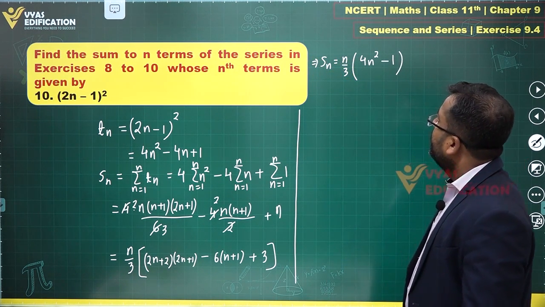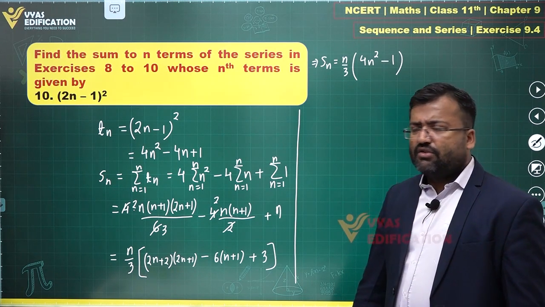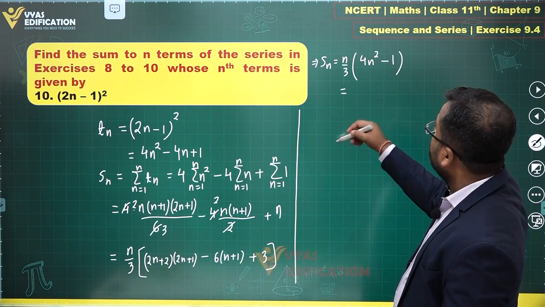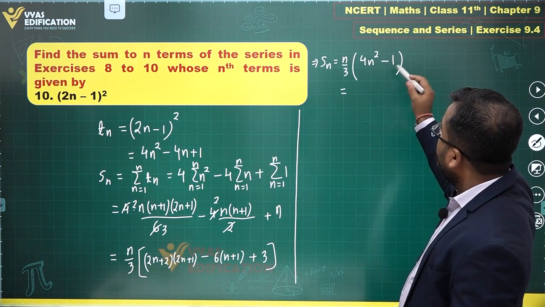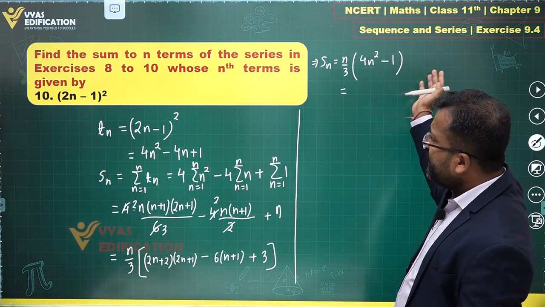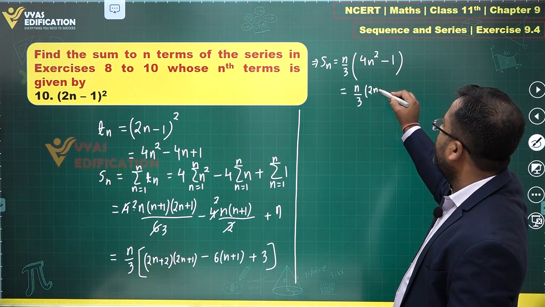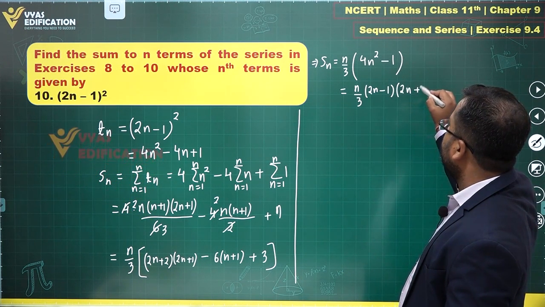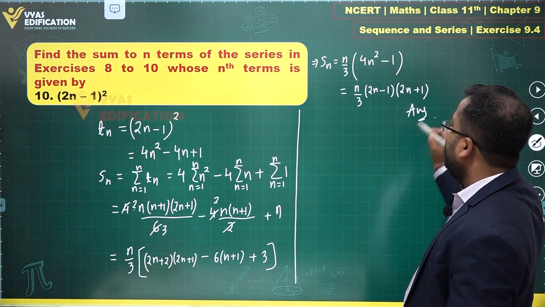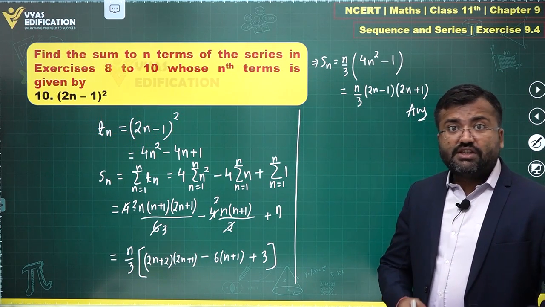Is that simple enough? Yes, that looks pretty simple. Just that I have 4n square minus 1, which can be done as 2n minus 1, 2n plus 1. So n upon 3 is okay. This is 2n minus 1, 2n plus 1. And that is my required answer for this question, as you can see over here.